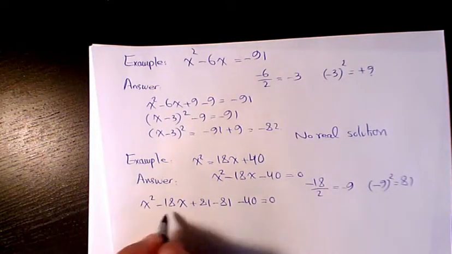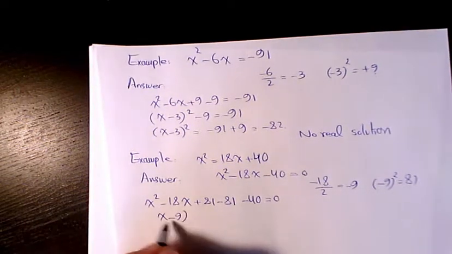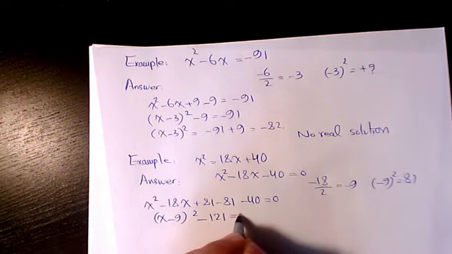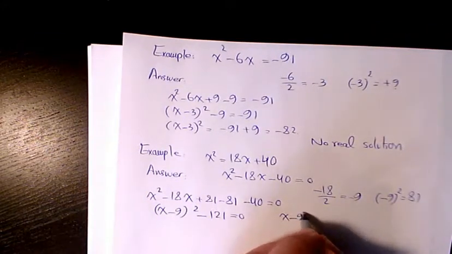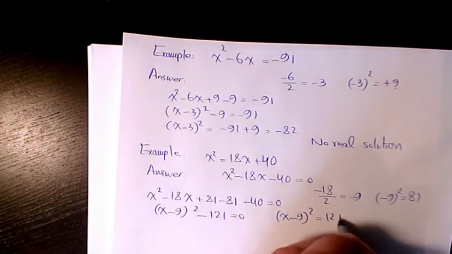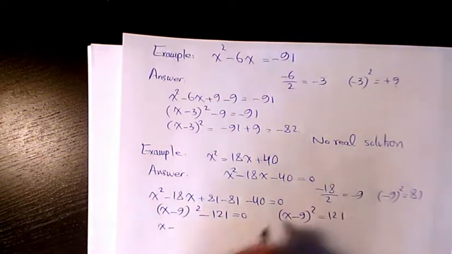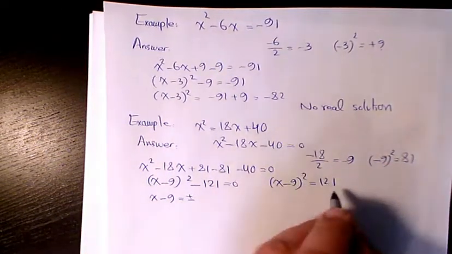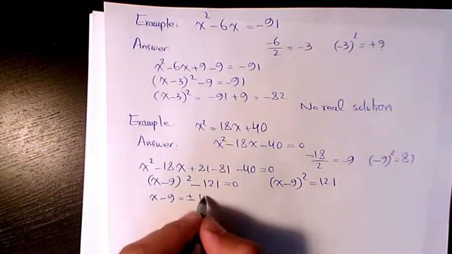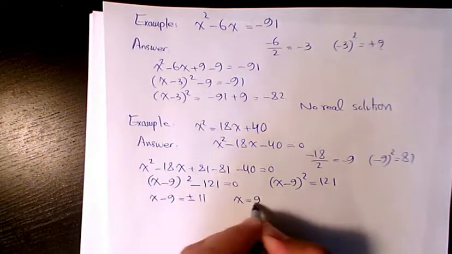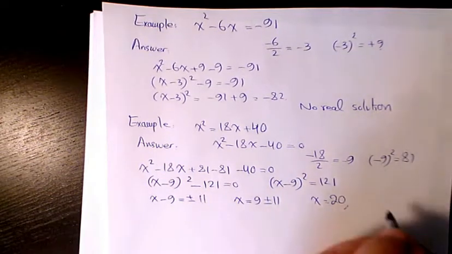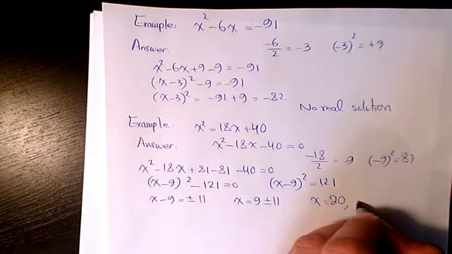So we have (x minus 9) to the power of 2, and here minus 121 equals 0. So (x minus 9) to the power of 2 will be 121. We can find the square root of both sides. It's going to be x minus 9 equals plus or minus the square root of 121, which is 11. So x will be 9 plus or minus 11. One answer is 20. The other answer is negative 2.